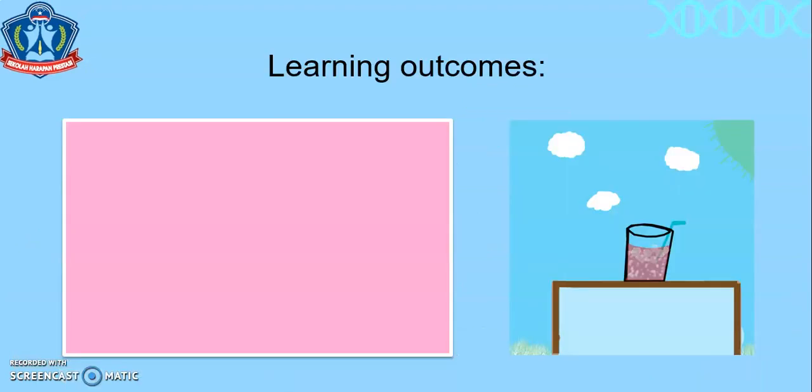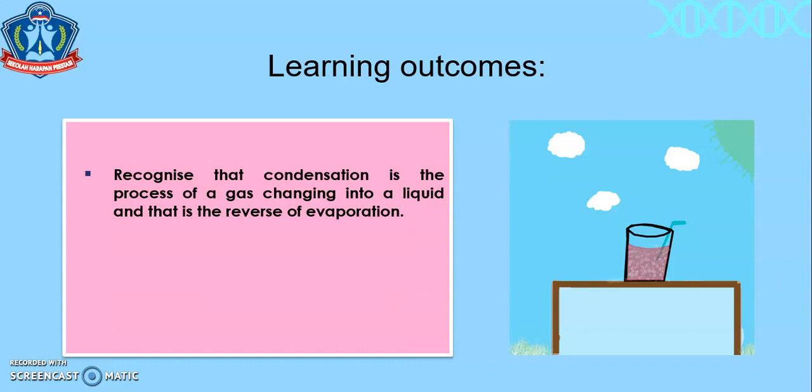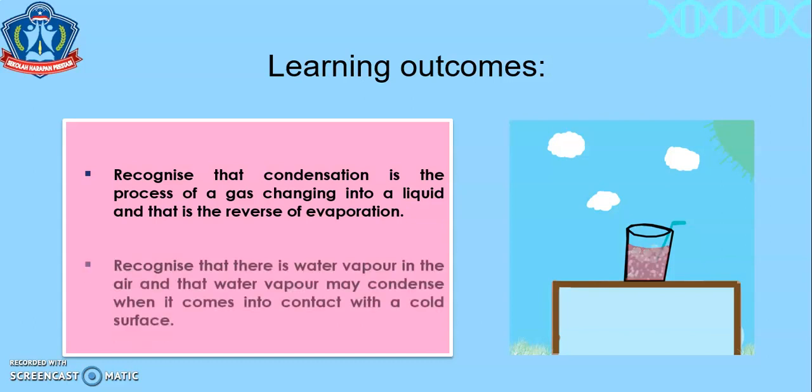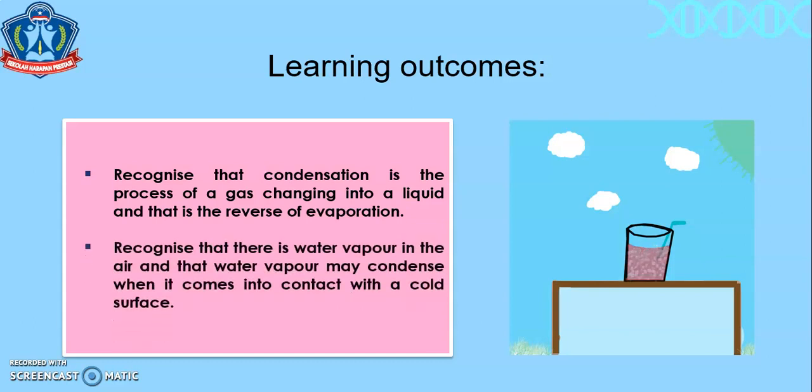Our learning outcomes for this lesson are the following. Recognize that condensation is the process of a gas changing into a liquid, and that is the reverse of evaporation. Recognize that there is water vapor in the air, and that water vapor may condense when it comes into contact with a cold surface.